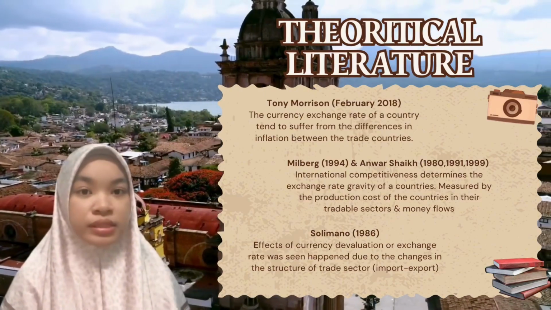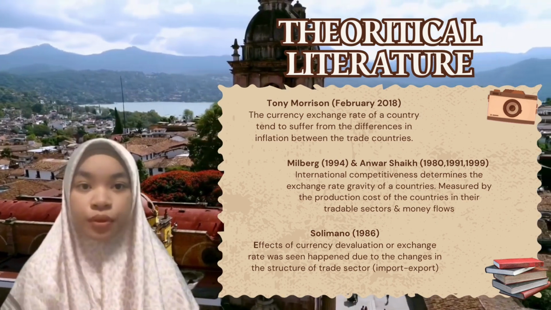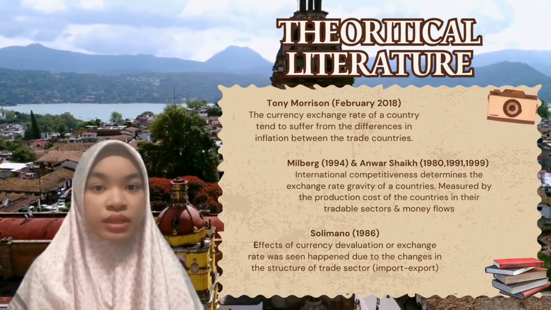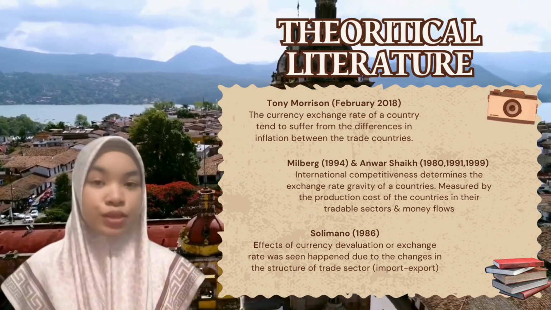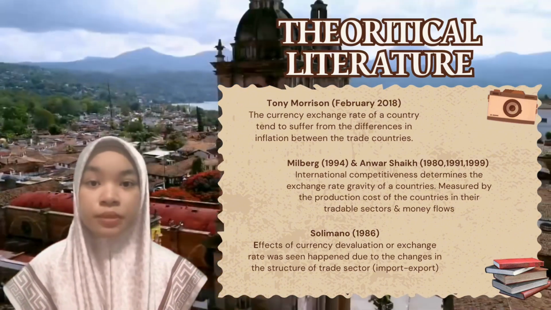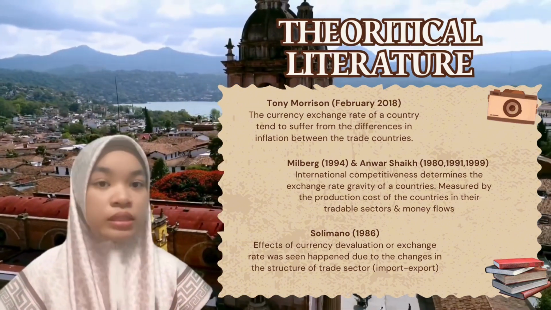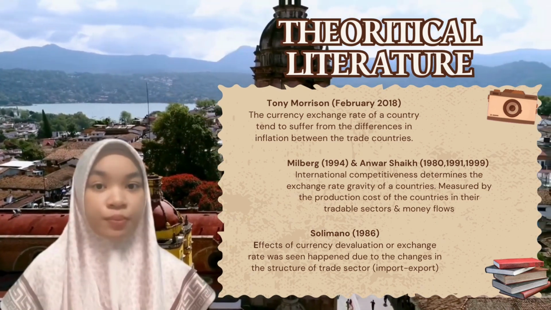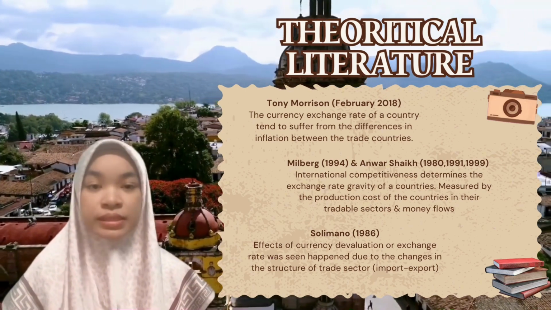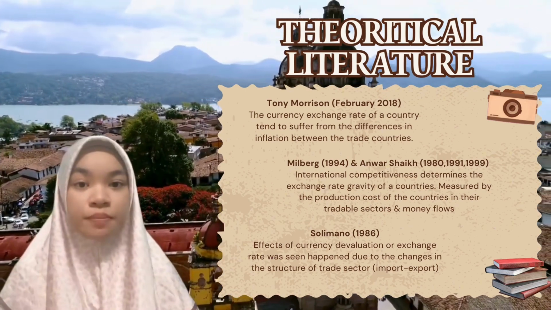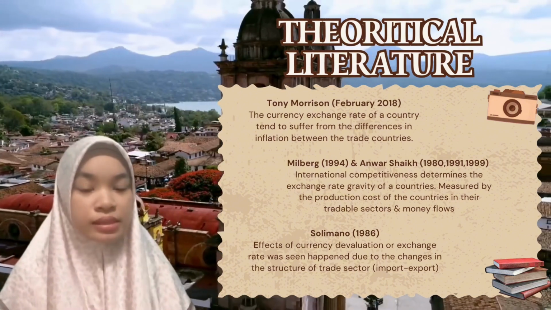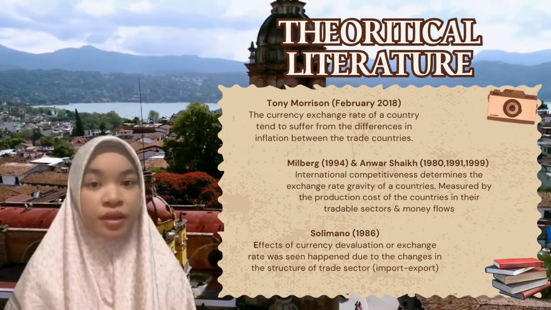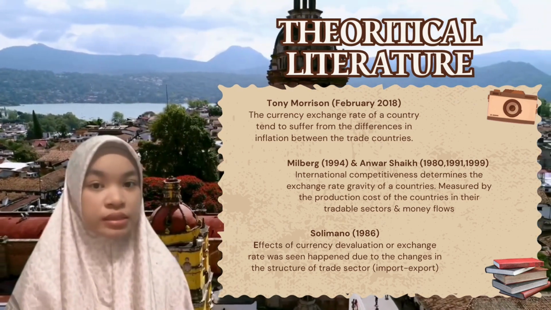Next is the theoretical literature. According to Toni Morrison, February 2018, the currency exchange of a country tends to suffer from the differences between the inflation of the trading countries. Besides, referring to the theory of competition by Milberg and Anwashe, it was stated that international competitiveness determines the currency exchange rate of a country. It was measured by the production cost of countries in their tradable sectors and money flows. The last one is based on the studies by Solimano 1986, which present that the effect of devaluation or currency exchange rate of a country was seen to happen due to changes in trade sectors.